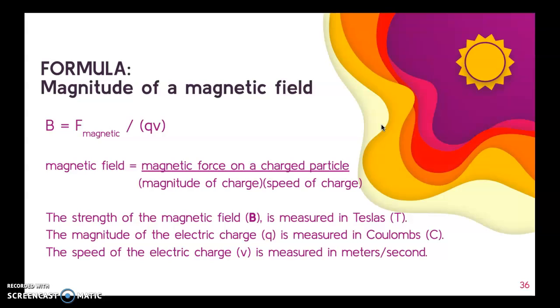And then the speed of a charge, of the electric charge, V, that's velocity, is measured in meters per second. Okay, so that looks familiar too. We know about that. So let's take this formula for a test drive, shall we? Yes, we shall. Oh, no, we haven't done this. The magnetic force, F sub magnetic, is measured in newtons, N.